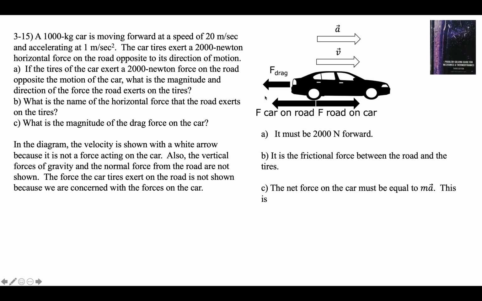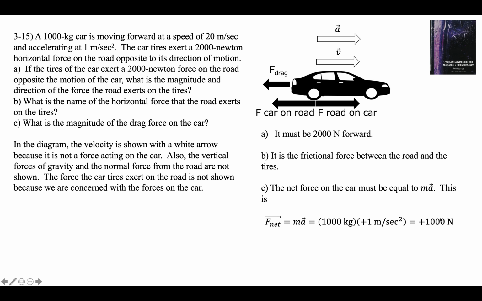Part C asks for the drag force. How big is this drag force? Well, we know the net force on the car is ma. There's two forces on the car. The road's pushing forward, the drag force is pushing backwards, and we have ma. It's given. The car has a mass of 1,000 kilograms and an acceleration of 1 meter per second each second. So we can calculate what the net force on the car is.